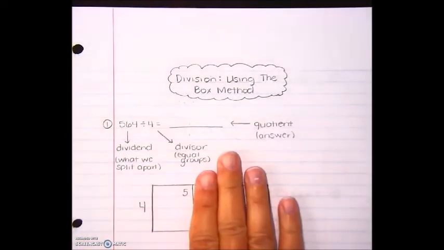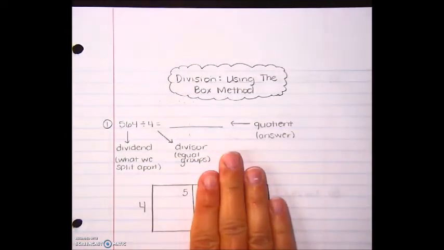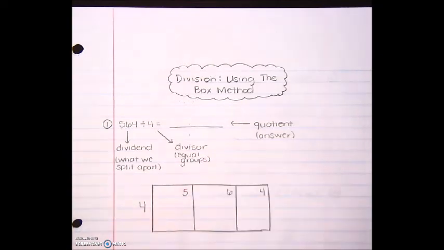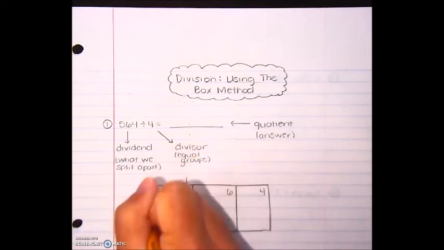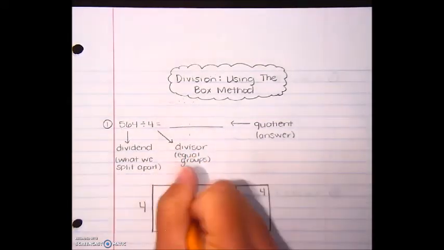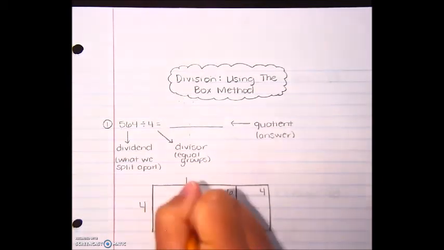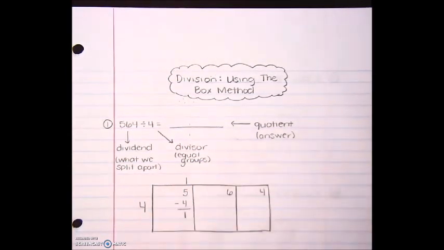So I can cover this up and pretend like the division problem that I'm doing is 5 divided by 4. Well, that makes it a lot less intimidating for me. So I know I can fit one group of 4 in 5 because 1 times 4 is 4. Subtract, I'm left with one item.